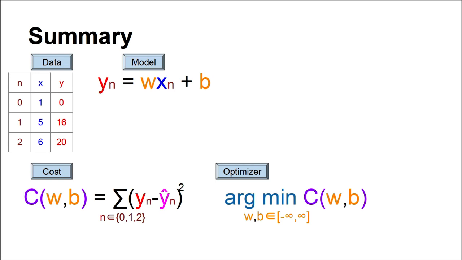And for all of these, except the data part, people work a lot on how to define better models, how to define better cost functions, and how to define better optimizers. So there's a lot of research happening in each of these fields.